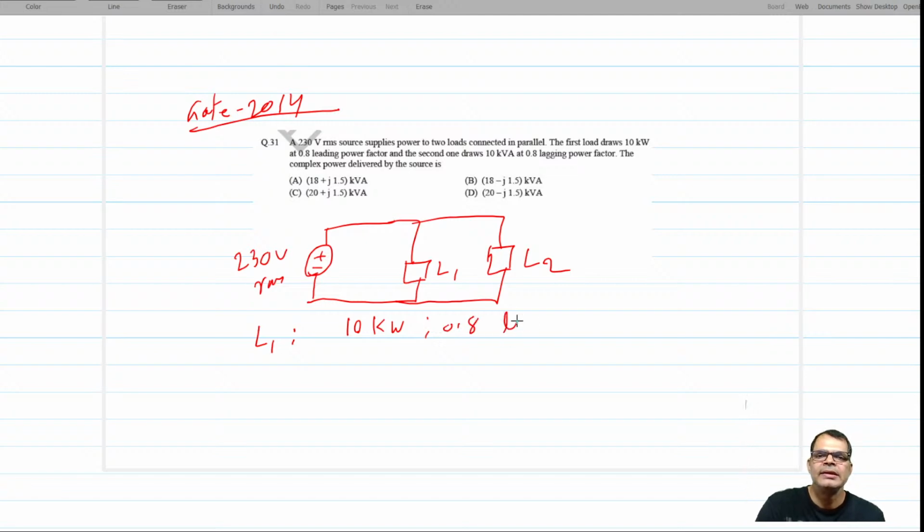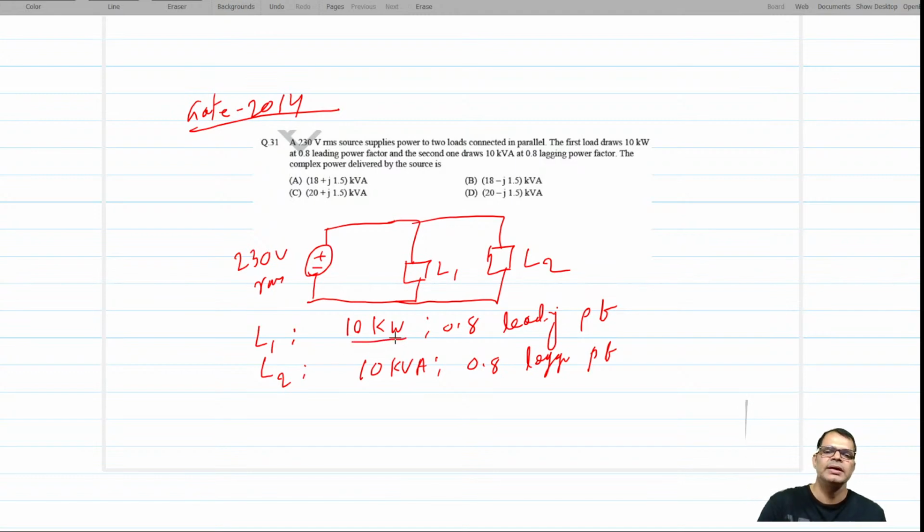0.8 leading PF, and load 2 draws 10 kVA, 0.8 lagging PF. See, one has been given in watts, right?